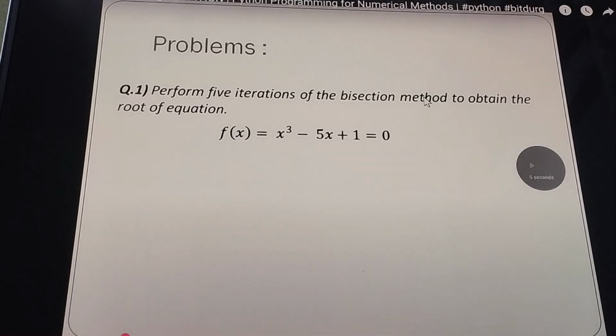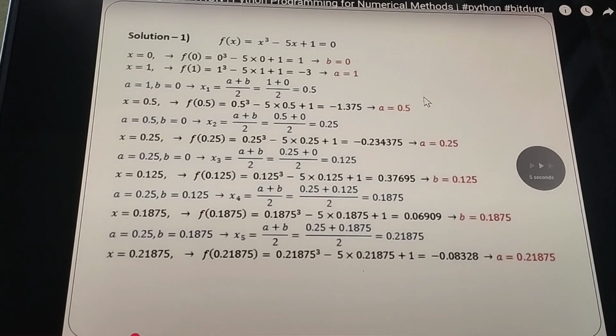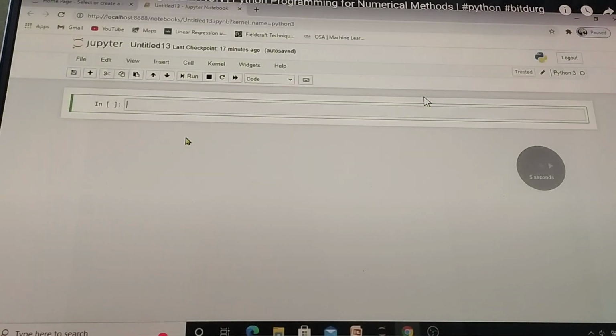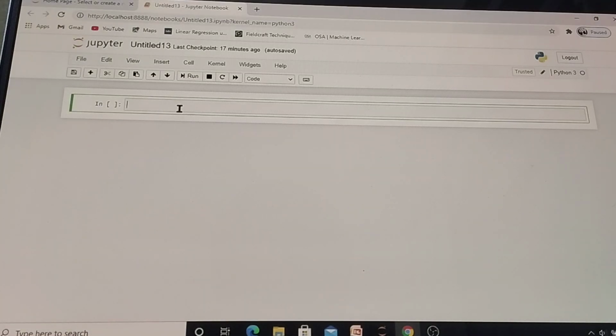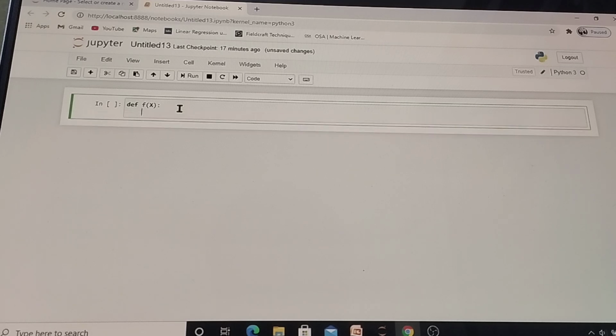Okay, so the first part is what? What we have to do first is define the given function. What is the procedure for that? def, this is the syntax for defining a function. My function is f of x, colon.